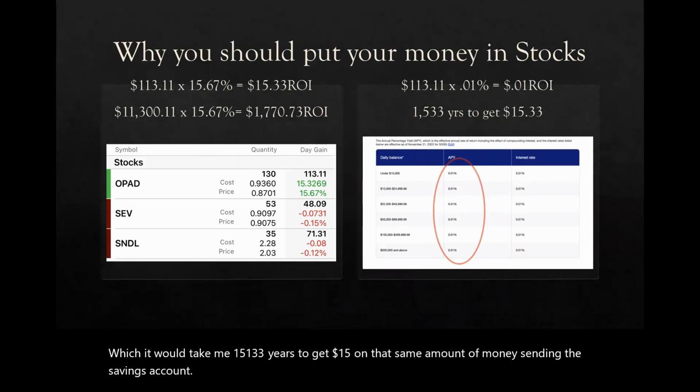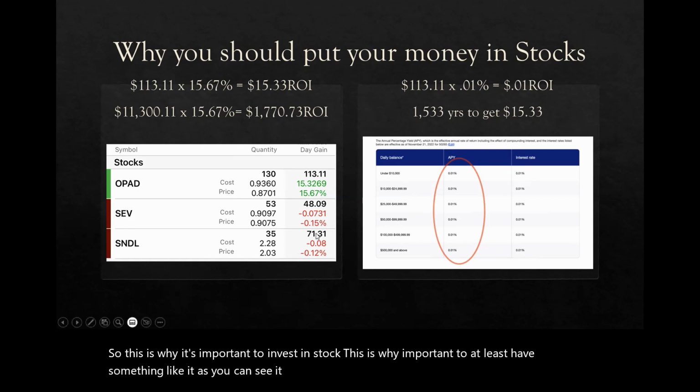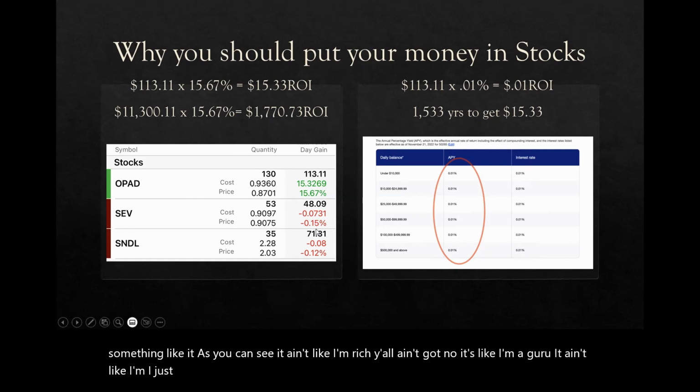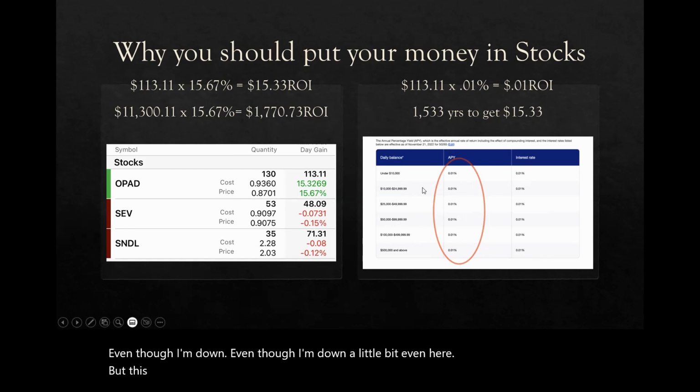So this is why it's important to invest in stock. This is why it's important to at least have something. As you can see, it ain't like I'm rich, y'all. It ain't like I'm a guru. It ain't like I'm the know-all and be-all of stocks. But I understand that this is a better vehicle than this. Even though I'm down a little bit even here. But this is better than this. If you're gonna give me 1 penny, I might as well keep the money in my mattress.